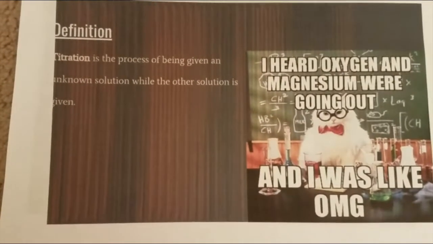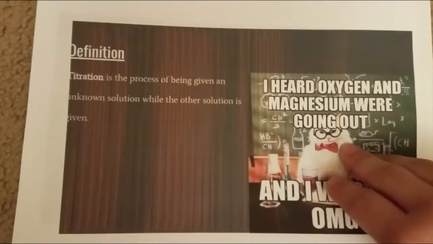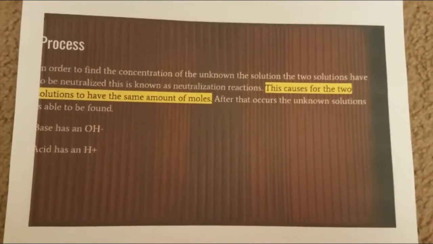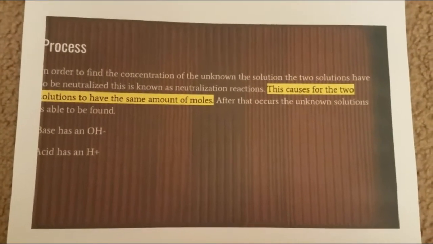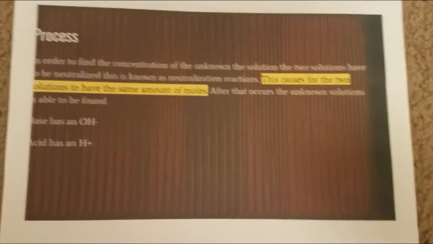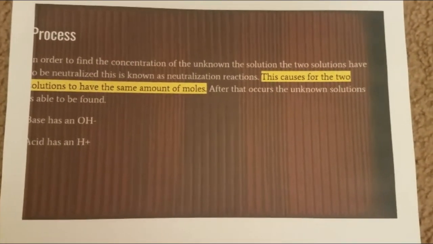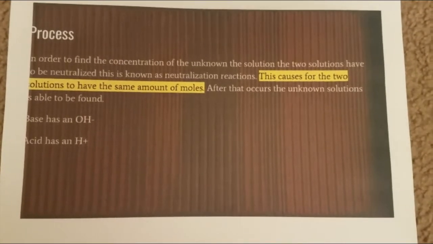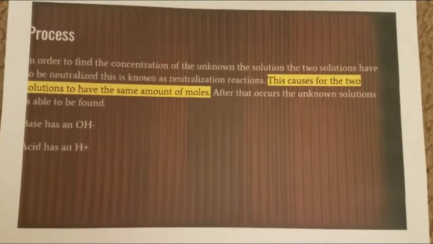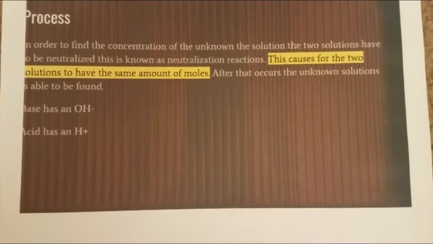So titration is the process of being given an unknown solution while the other solution is given. And the process for this, in order to find the concentration of the solution, is that the two solutions have to be neutralized. This is known as a neutralization reaction. This causes the two solutions to have the same amount of moles, and after that occurs, the concentration can be found. So a base usually has OH negative, and an acid usually has H plus.